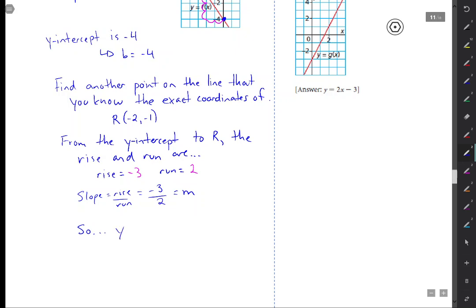So that y equals mx plus b is going to be y is equal to -3 over 2x, because we got -3 over 2 for the m, and then the b is -4, so it would be -4. So y is equal to -3 over 2x minus 4.